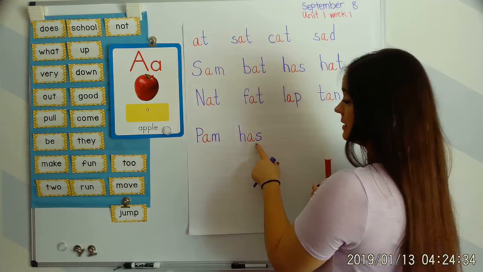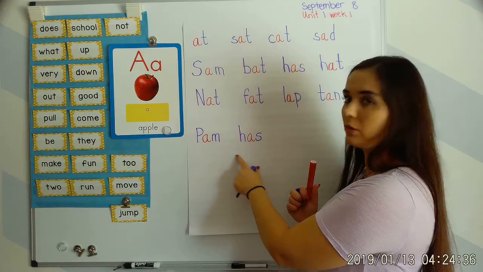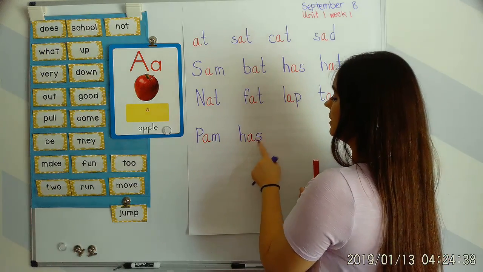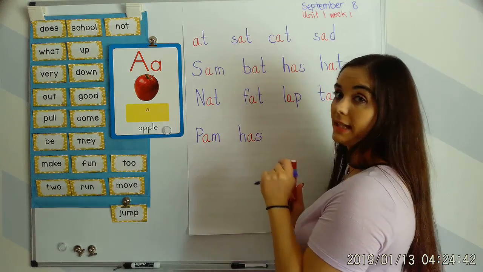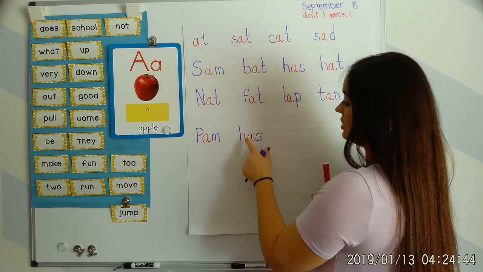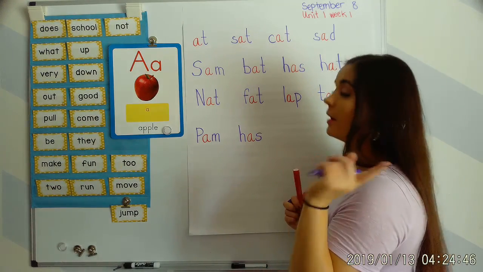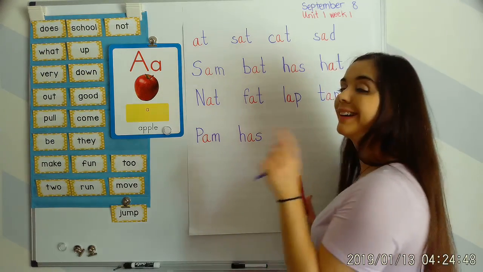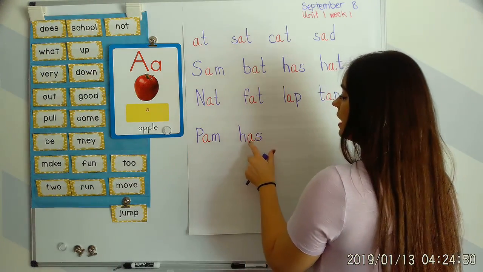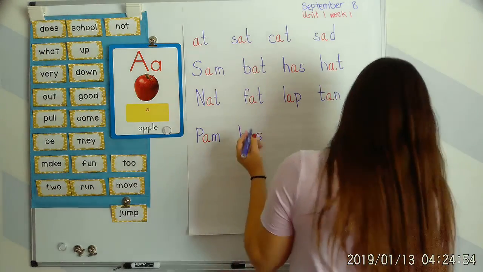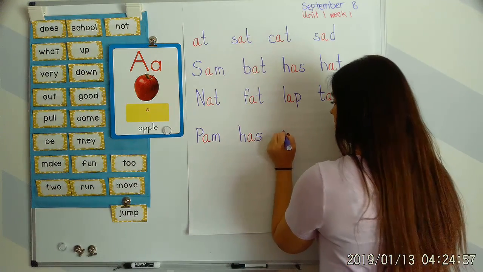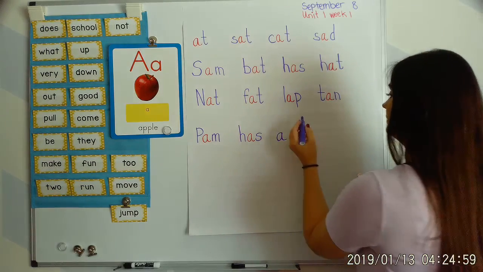S says s. Remember, this is a high frequency word. We can't really sound it out. So the S in this word has kind of sounds like a Z. So just keep that in mind when you see H-A-S, which says what? Has. The S kind of sounds like Z. Has. A.